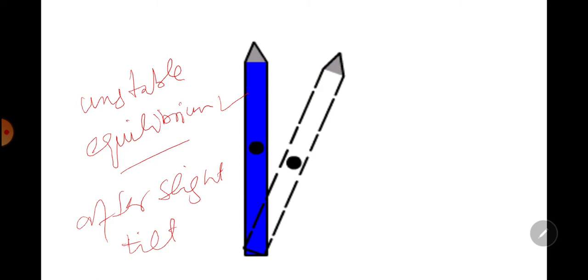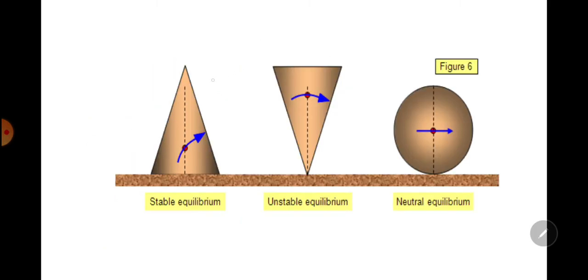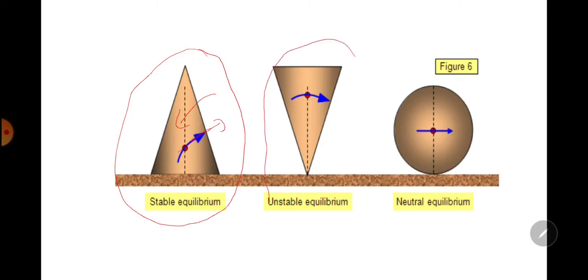This pencil is in a state of unstable equilibrium because after a slight tilt, the center of gravity will be lowered. It does not regain its original position. Now, if you can see, this is stable equilibrium because if it is slightly tilted, it will regain its original position. This is unstable equilibrium and this is neutral equilibrium because after a slight disturbance, its center of gravity will be neither raised nor lowered.